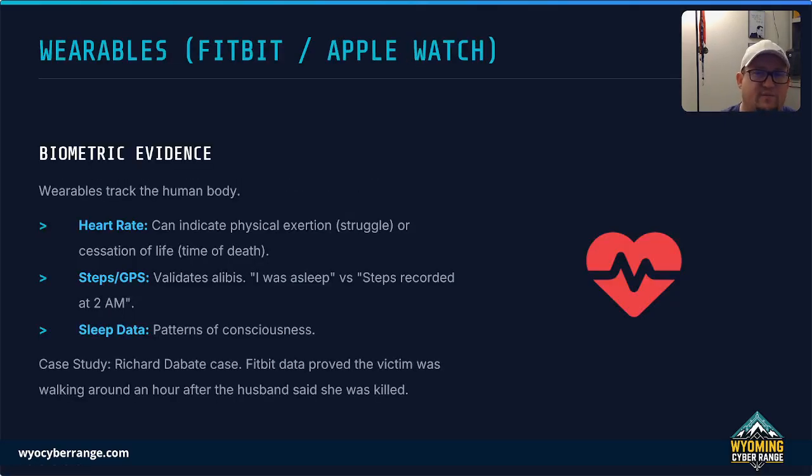Now, wearables like Fitbits and Apple Watches are incredible biometric evidence because they track the human body continuously. A famous example is the Richard Dabate case, where Fitbit data proved that the victim was walking around long after her husband claimed she was killed. Forensically, we took a look at the heart rate as signs of struggle at time of death, steps and GPS to validate and to break alibis, and then sleep data to establish patterns of consciousness.